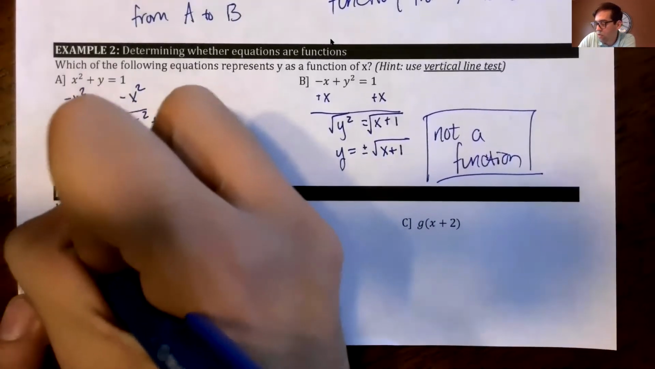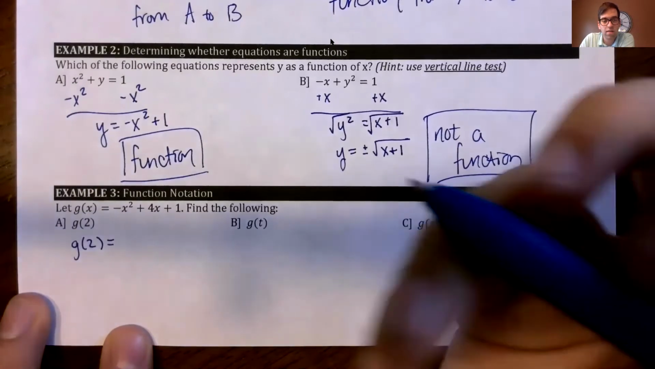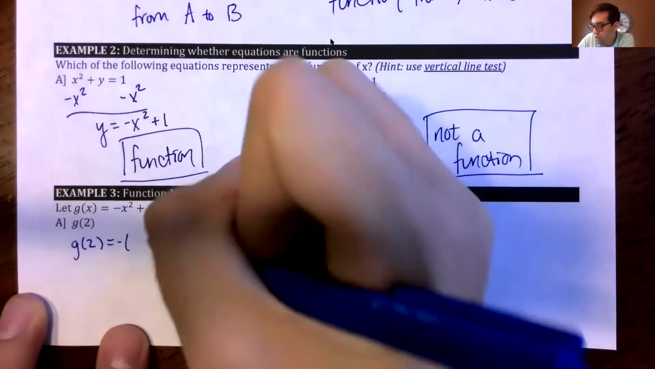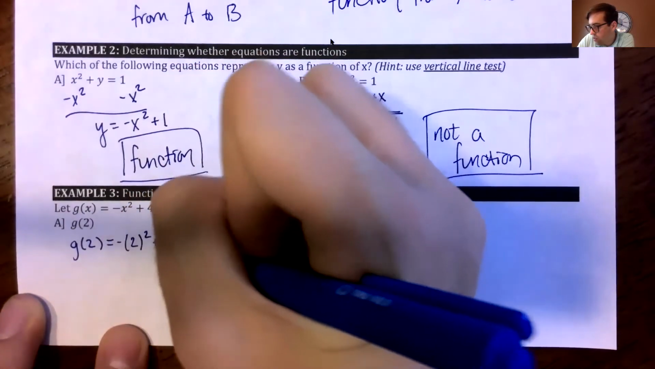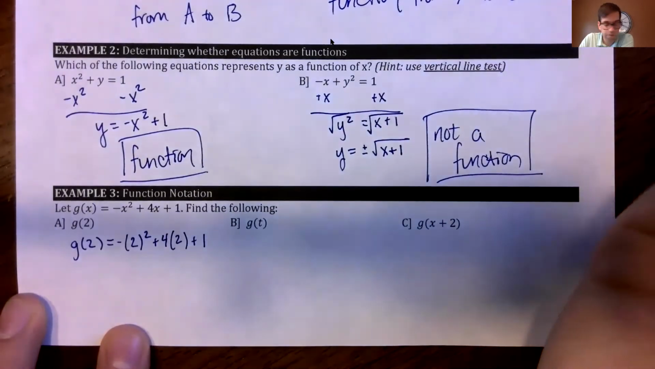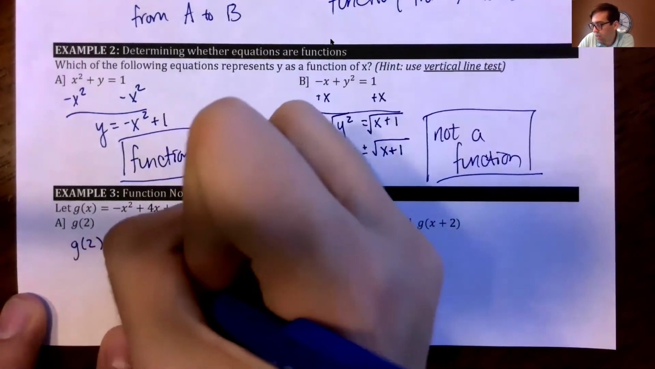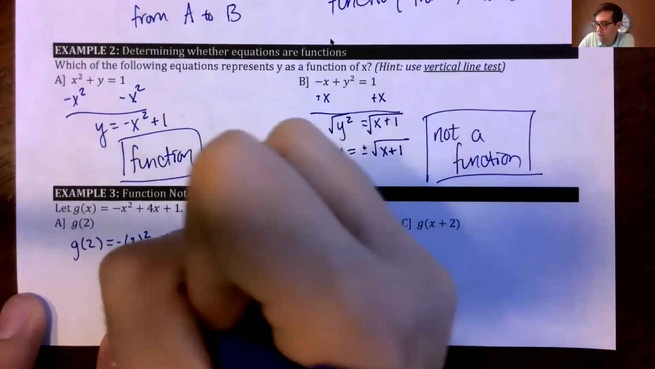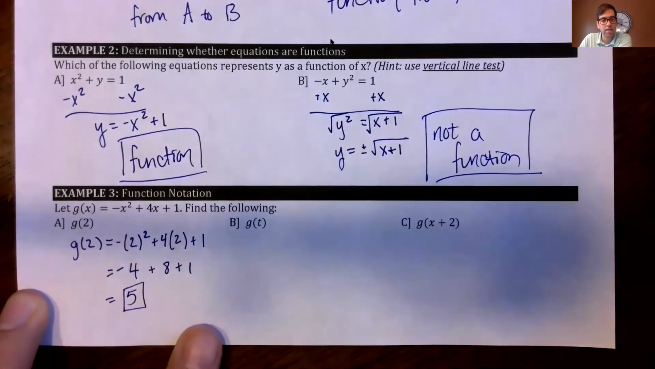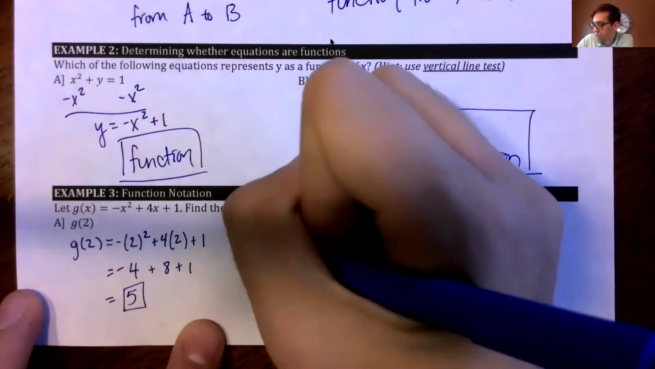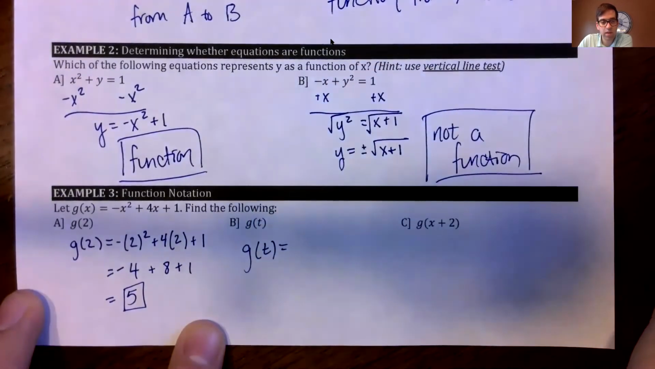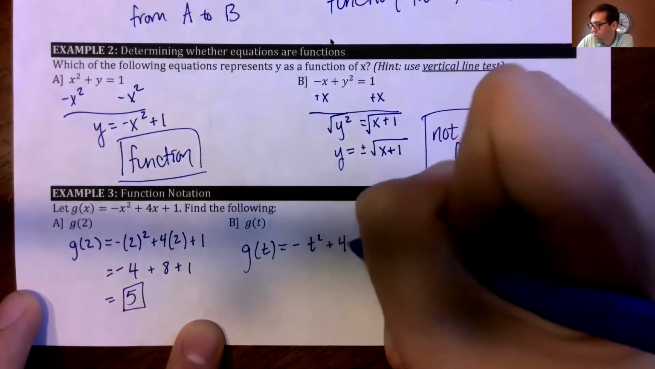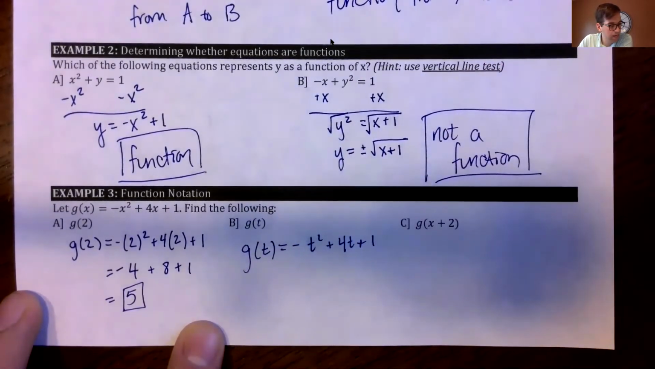So g of 2 is just another way of saying y equals. But this means that we need to plug in 2 for every x. So it's going to be negative 2 squared plus 4 times 2 plus 1. And if we multiply that out, 2 squared is 4, so we get negative 4 plus 8 plus 1, and we get 5. For g of t, that simply just means replacing every x with a t. So we get negative t squared plus 4t plus 1. And that's all we can do there.